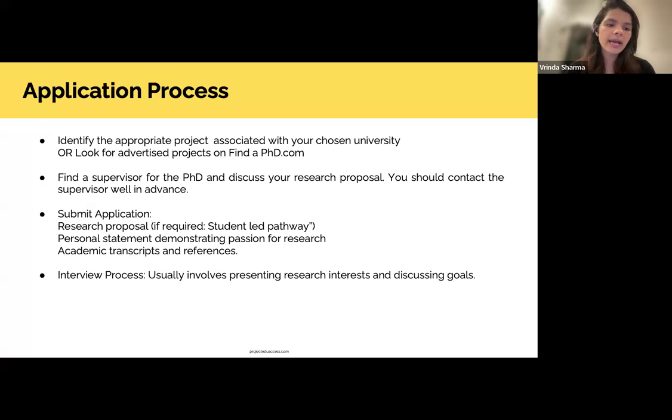Then you do require academic transcripts. So whatever you're stating is your percentage in the previous degrees, you have to provide proof for that. So you have to send in your transcripts. And typically universities would ask for references, which would be 2, but in some cases, they can be up to 3 references as well. Then lastly, every PhD studentship is going to have an interview process, which usually involves presenting your research interests and discussing goals with the panel.